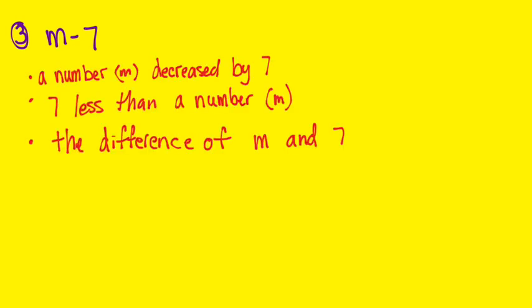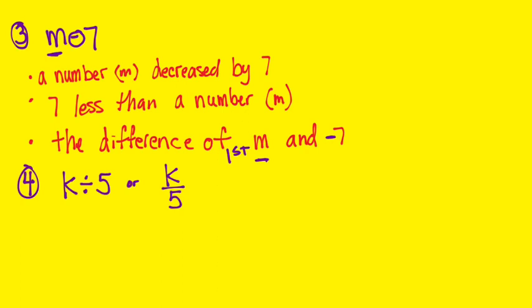Now, this is where people really get tripped up, because it's m minus 7. So which one's the negative, right? A number m decreased by 7, 7 less than the number m, the difference of m and 7. So you really have to make sure you're noting where that verb less is attached to the 7 and not the m, right? Very important.